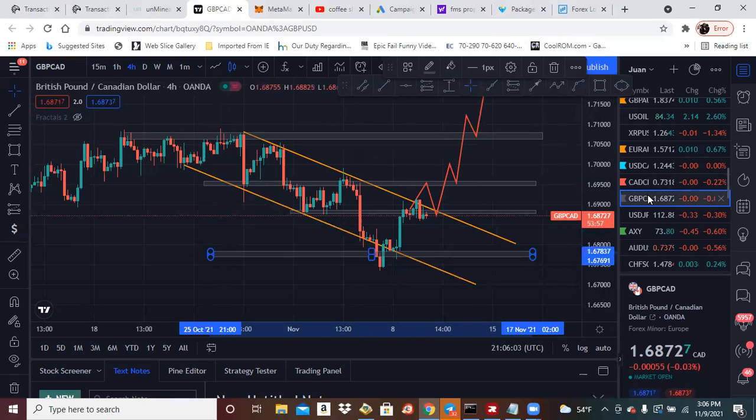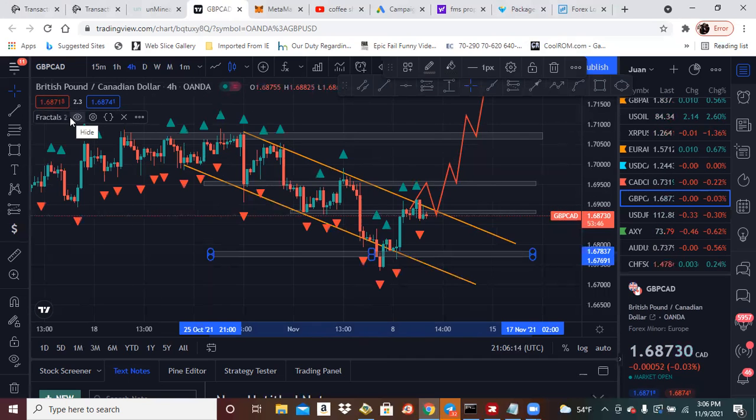You're looking for behavior: a double top, a triple top, a head and shoulders, inverted head and shoulders, a bearish engulfing, bullish engulfing, doji, fractals. I use my fractals a lot. You're looking for behavior before you get into a trade.